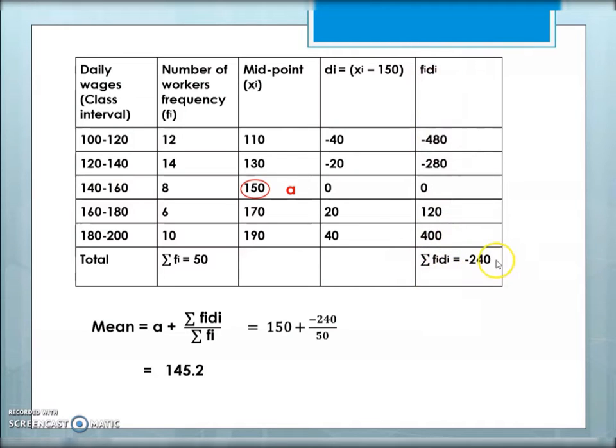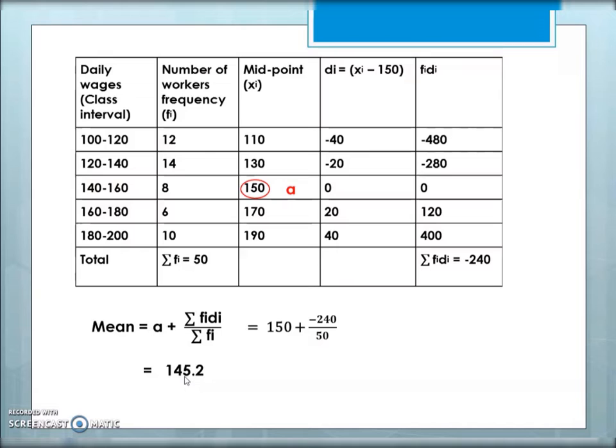I get minus 240. Then formula is A plus sigma fi di by sigma fi. So since I have subtracted A over here from all these, I have to add A in the final mean. So for direct method it is only sigma fi xi by sigma fi, and for assumed mean I have to add one A here. So A was 150. Now since this is negative, this will be subtracted from 150. So the answer will be 145.2.